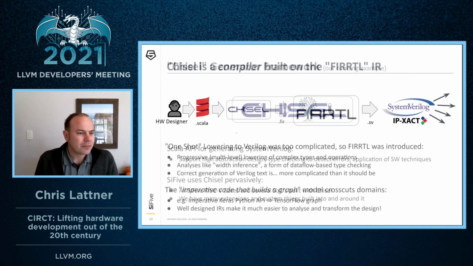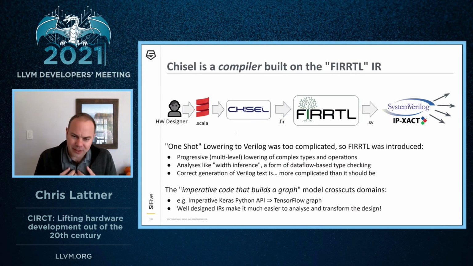One of the cool things to me about Chisel and about these generator frameworks is that as they're getting more complicated, they are becoming compilers. Literally, Chisel has a whole compiler stack within it called FIRRTL, and it has this FIRRTL IR.